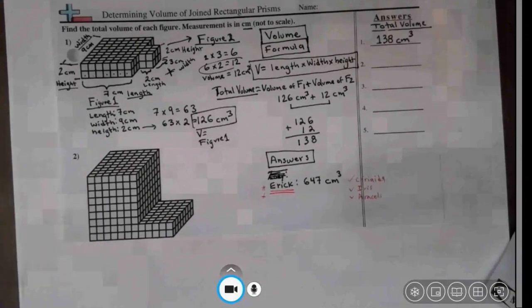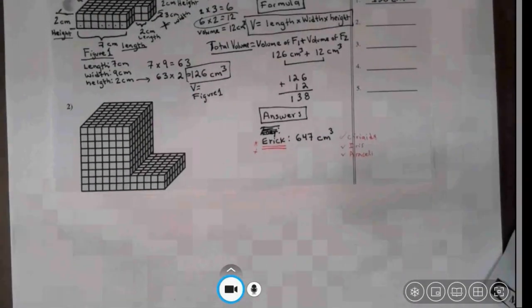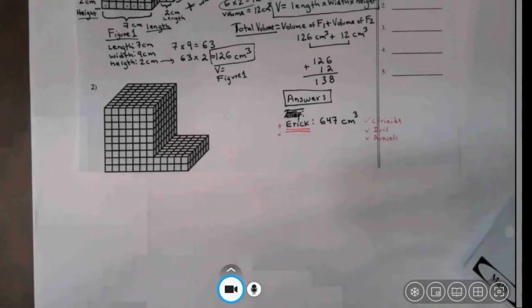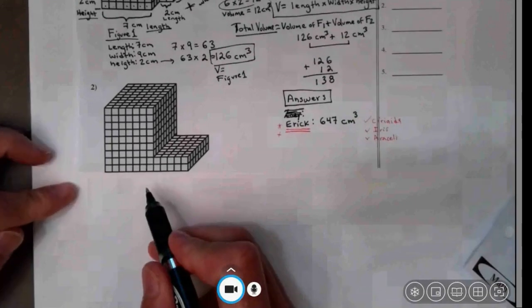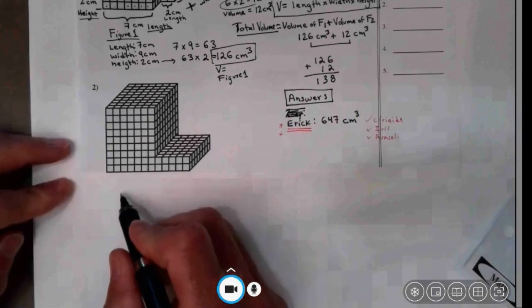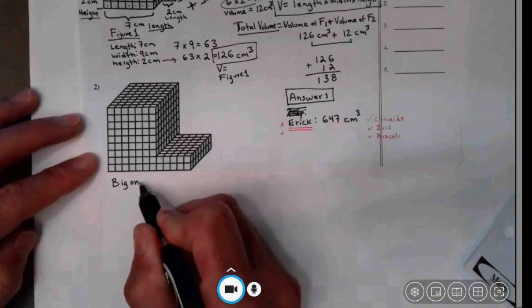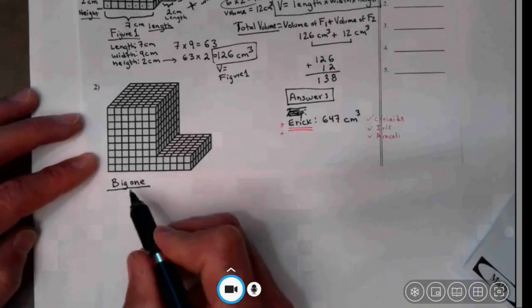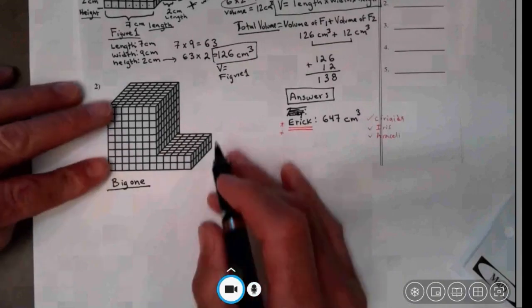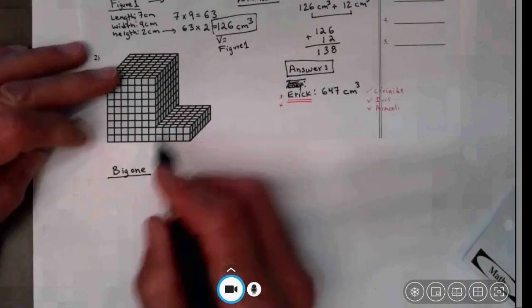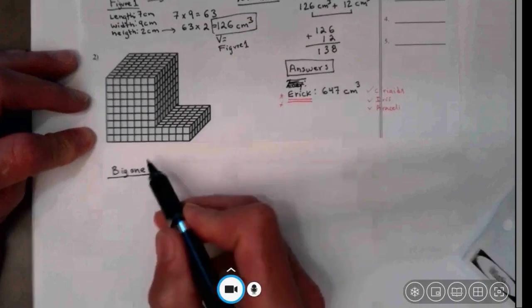Okay, sir. So I multiplied the big one, the length times width. So he called it the big one. Yeah. Okay. So he called it the big one, and we multiplied the length. Okay. And which one do you call length? This one or this one? Or this one?